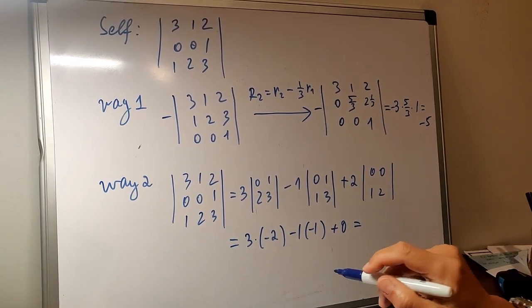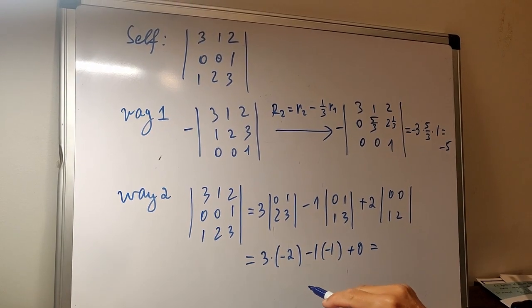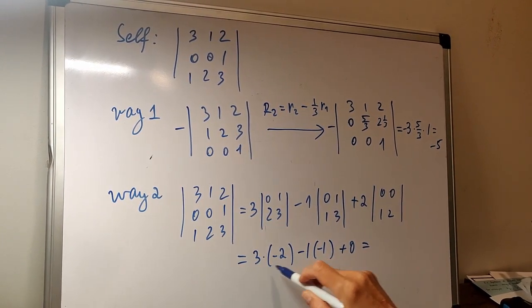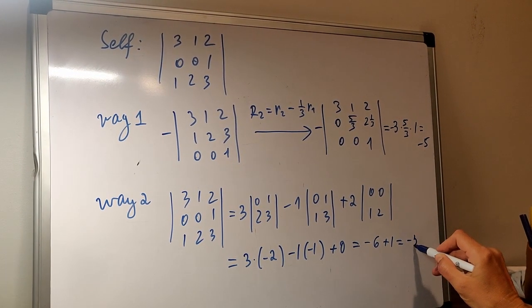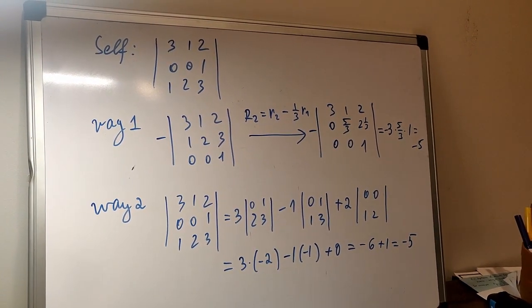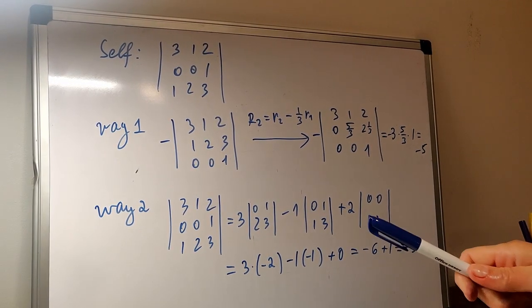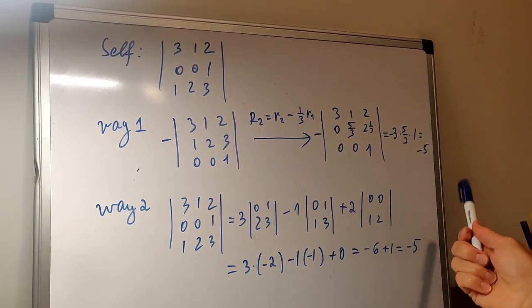So now I'm going to add up everything and see what I have. This is minus 6, right? And this is plus 1, so I get the very same negative 5. You don't need to do both ways. You can choose the way you like more and do it that way, the way that's easier for you to remember.